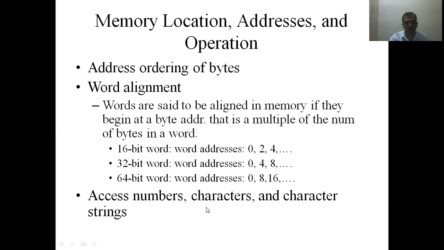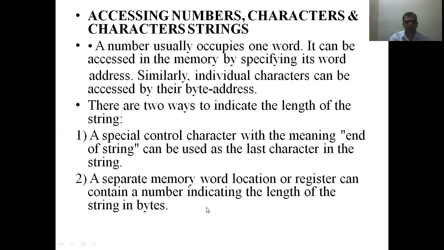Accessing the numbers, characters, and the character strings. Okay, what happens? A number usually occupies one word. It can be accessed in the memory by specifying its word address. So a word can be referred to by the word address. Similarly, individual characters can be accessed by their byte address. So the bytes can be accessed by the byte address and the word is referred to by the word address.